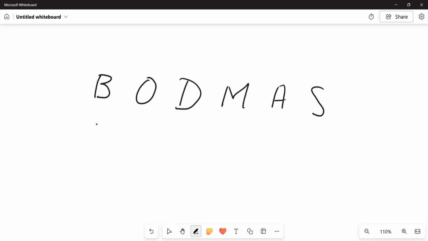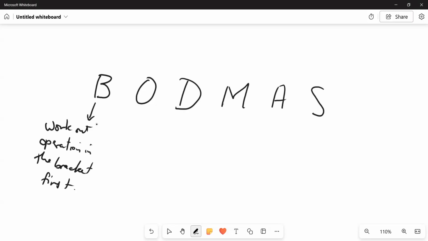Anybody know what the B means? Bracket. Okay, you work out what's in the bracket first, right? Yes, sir. Work out operations in the bracket first, right? Okay. What does the O mean now? Of. What is this of now? What's that? Anybody can elaborate a little more?